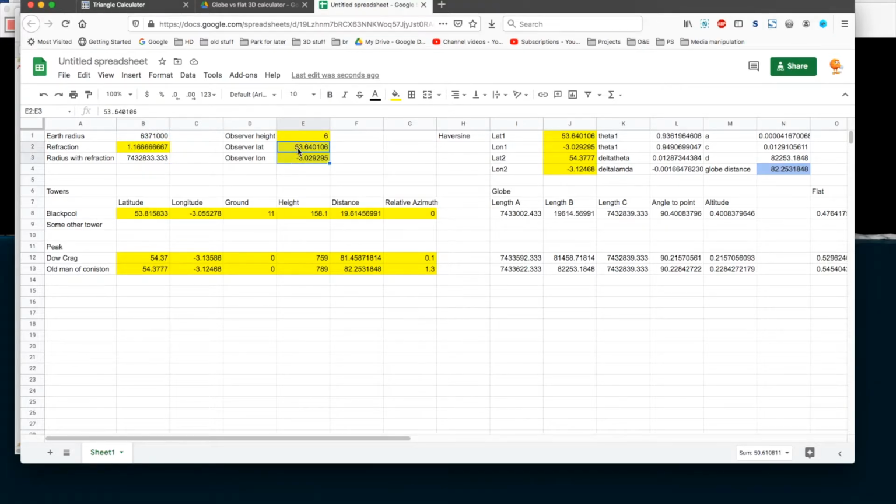Here you specify the geo-coordinate of the observer. This would have been where that photo was taken, and the observer height. This section allows you to calculate the distance between two geo-coordinates, and that uses the Haversine function. These are the intermediate calculations, and then this cell with the blue background is the output of the calculation.